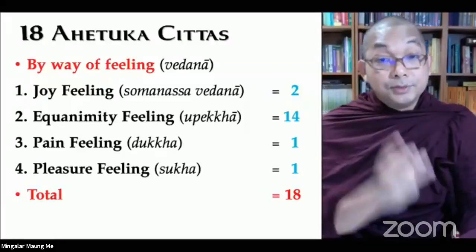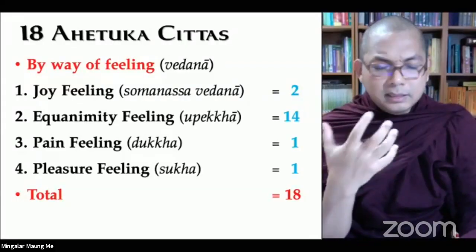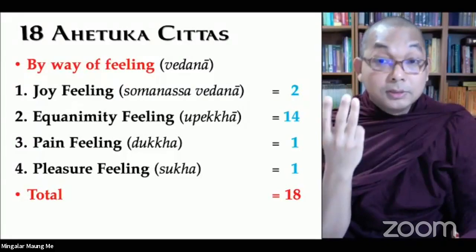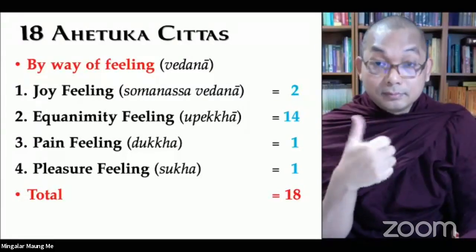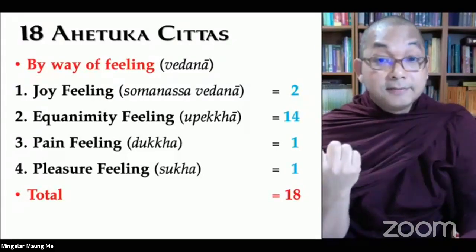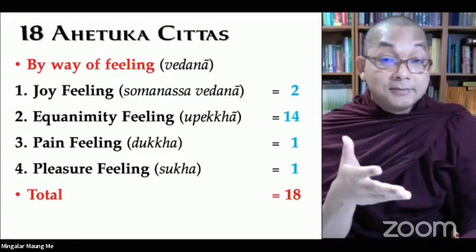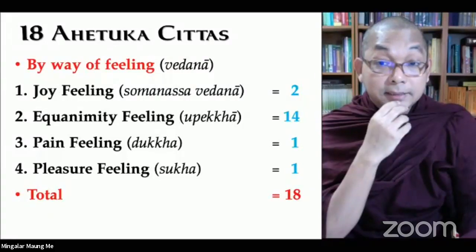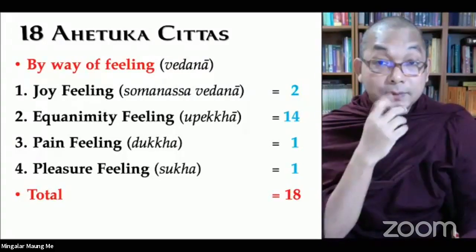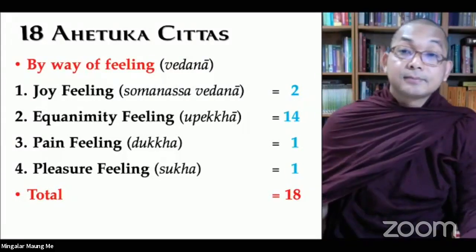Basically, the Buddha talked about only three types of feeling: pleasant feeling, unpleasant feeling, neither pleasant nor unpleasant feeling. So we have to learn in the third chapter. When we talk about the third chapter, we will have to learn again.